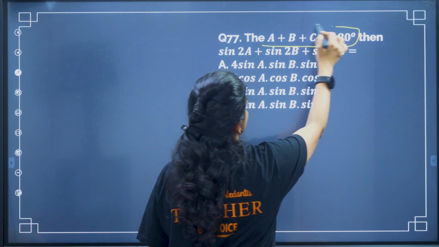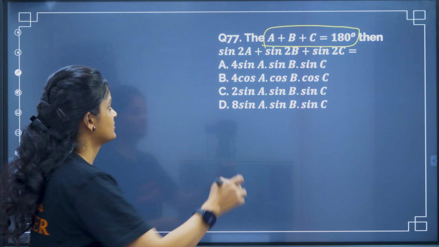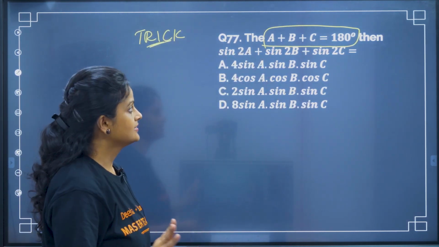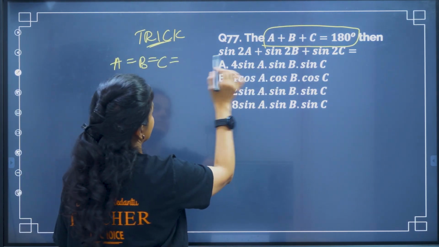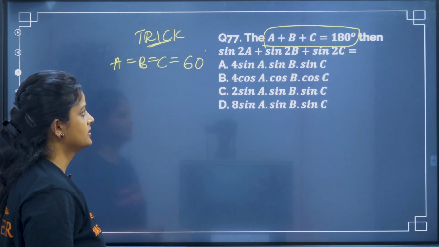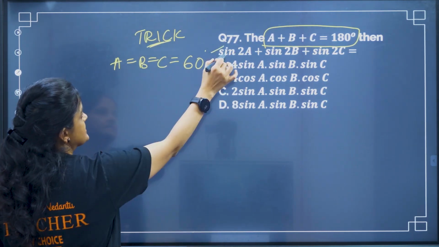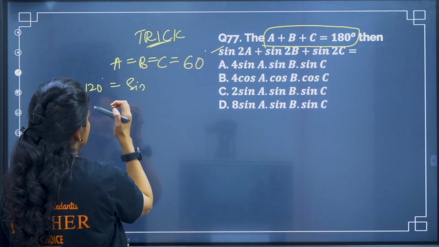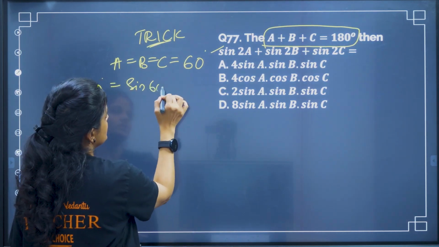A + B + C is 180 degrees. What is the trick we are going to apply? Whenever I have the sum of 3 angles as 180, I can take the angles as how much? 60. 60 + 60 + 60 will give you 180 degrees. That is one of the values I can take. Now I'll put it in this. Sine 2A, that is sine 2 times 60, 120. So sine 120, 180 - 60, that will give me sine 60. Sine 60 will give me root 3 by 2.